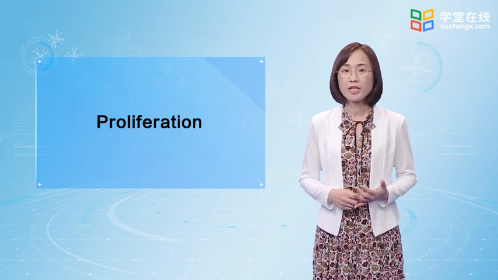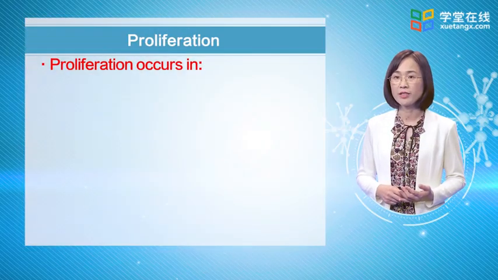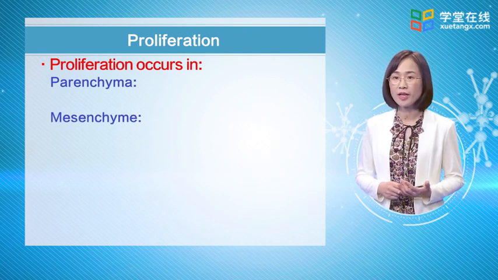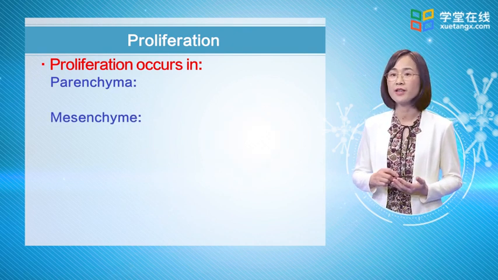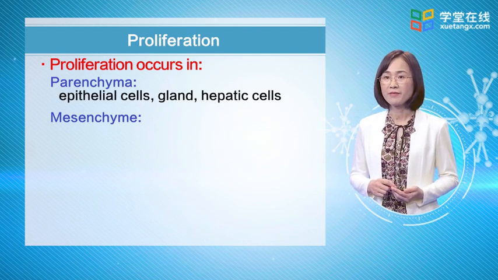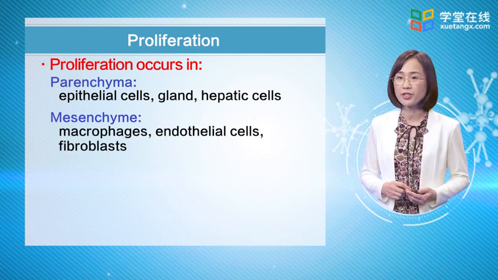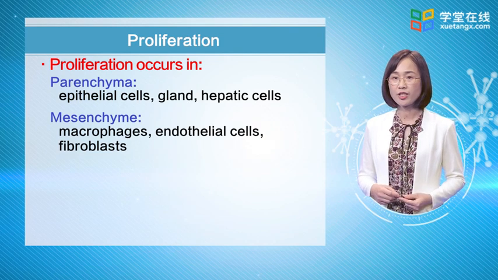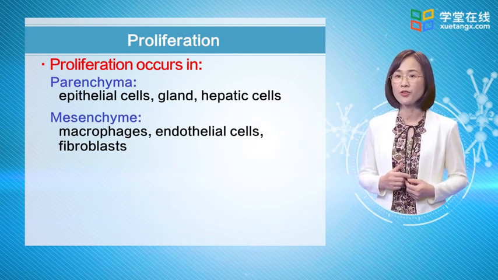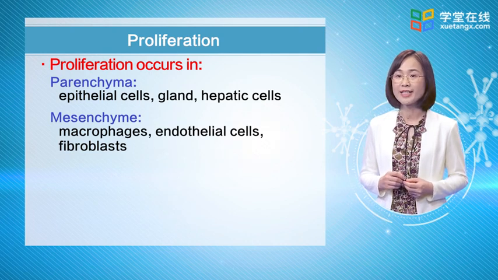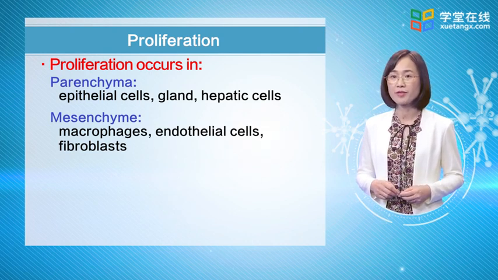Now, let's talk about proliferation. Proliferation occurs both in the parenchyma and mesenchyme. Examples of the former include the proliferation of epithelium and glands. For the mesenchyme, we have the proliferation of macrophages, endothelial cells, and fibroblasts. Actually, the proliferation of endothelium and fibroblasts usually forms granulation tissue, resulting in fibrosis.